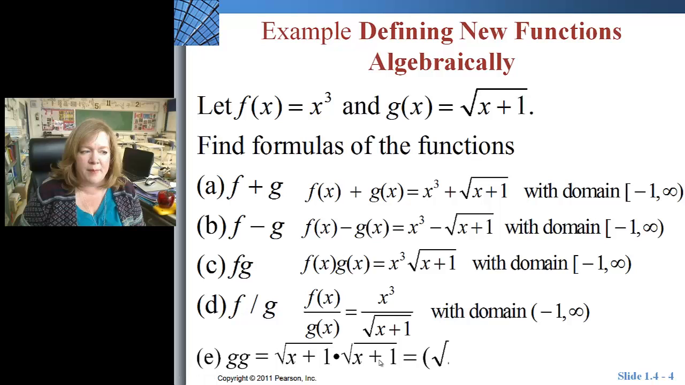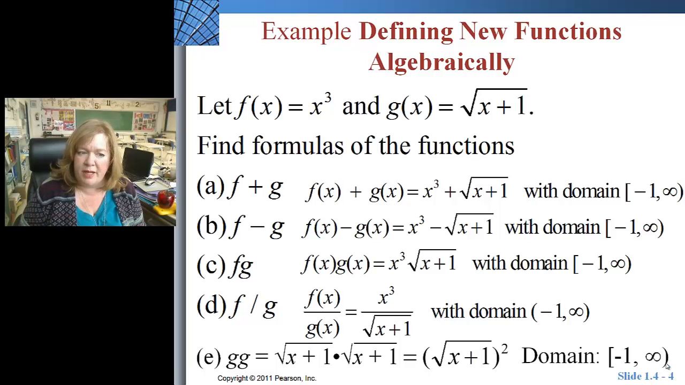So you're multiplying it by itself, and even though when you square it out you get rid of the square root, you still limit the domain to -1 to positive infinity, and that's it.